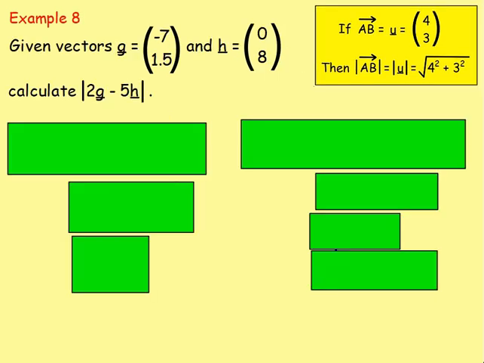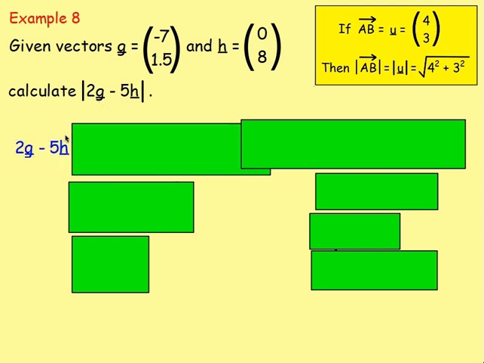Final example, example 8. Given these two vectors, we've got vector g, which has components negative 7 and 1.5, and vector h, which has components 0, 8. What we're asked to do is work out the magnitude, the size, the length of the vector, and we've got the magnitude of 2g take away 5h. So the first thing we have to do is ignore the modulus sign. Just work out what this vector would be.